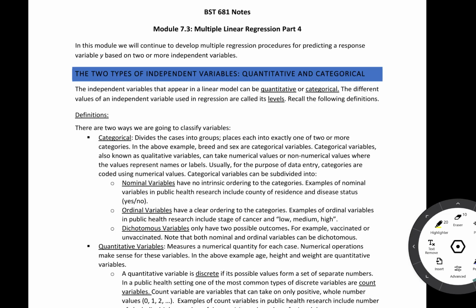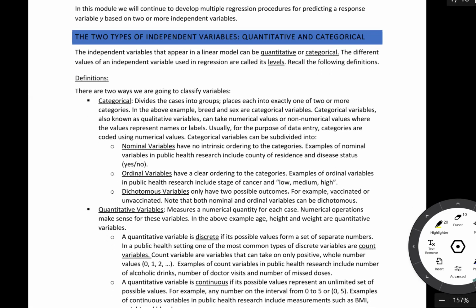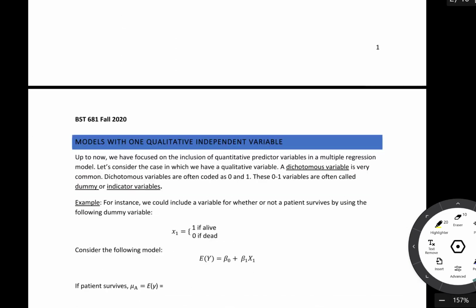When we talk about our independent variables, remember that independent variable is the same thing as an explanatory or a predictor variable. That all means the same thing. They could be quantitative or categorical. So far we focused on quantitative, but in this set of notes we're going to look at categorical variables. Again, I'm going to have you read this first page on your own.